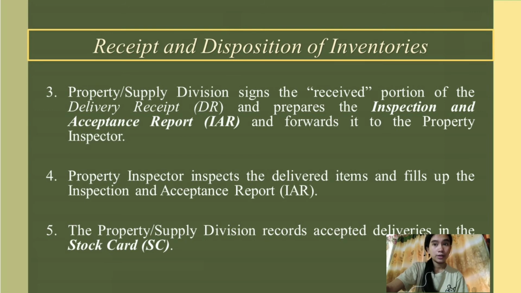So, yung mga na-reject na deliveries ay ibabalik natin sa supplier, and the property inspector will forward the copies of the DR, the inspection acceptance report, and the PO to both the property or supply division and the accounting division for reporting. So after na mabigay na nung property inspector yung mga na-accept na deliveries, record na ito ng property or supply division in a stock card, wherein the stock card shows the quantities of all receipts and issuances of inventory as well as the available balance at any given point of time.